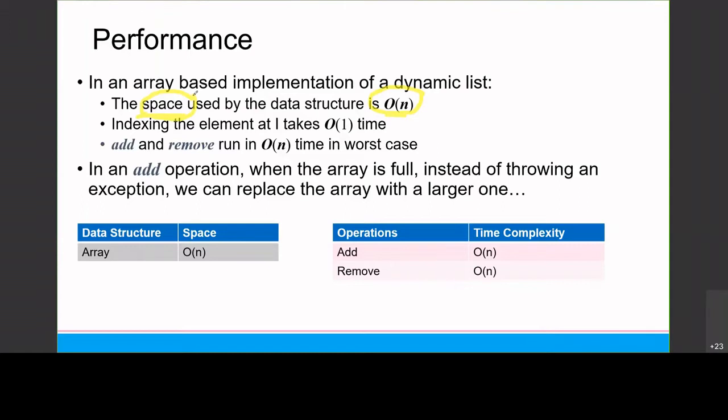How can we reduce the space? Indexing the element at i takes O(1). Of course, it's only indexing the element. Array index 0, so it's only one time. Array index 5, then it's only one time as well. When we want to run the add and remove function, it will run O(n), in the worst case.